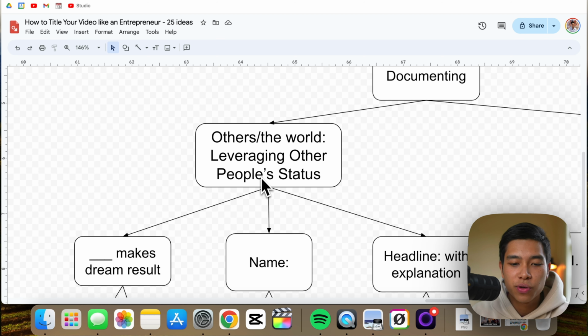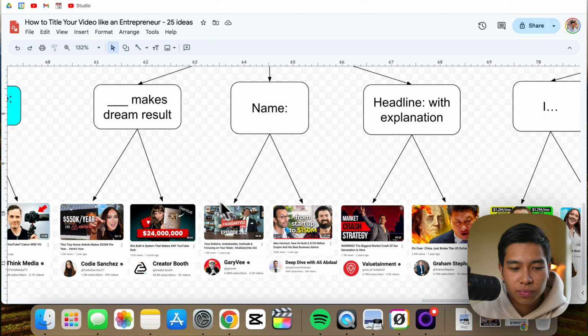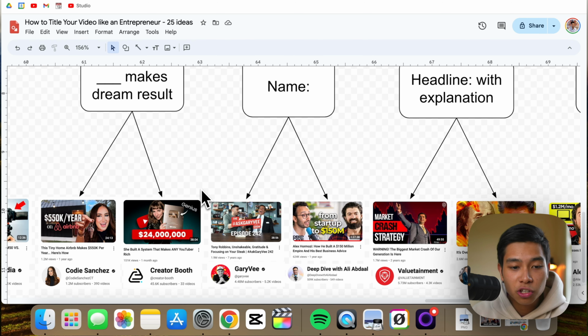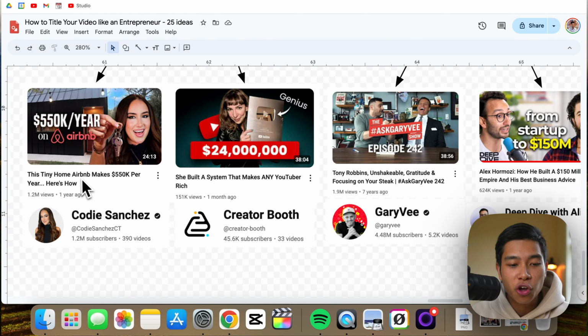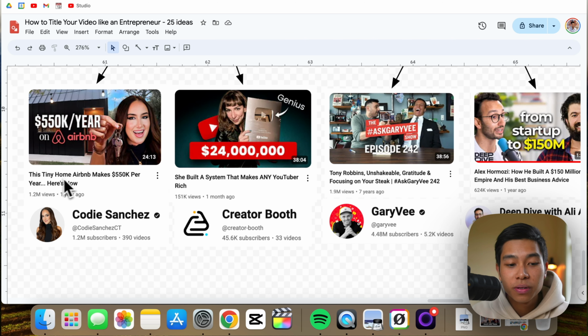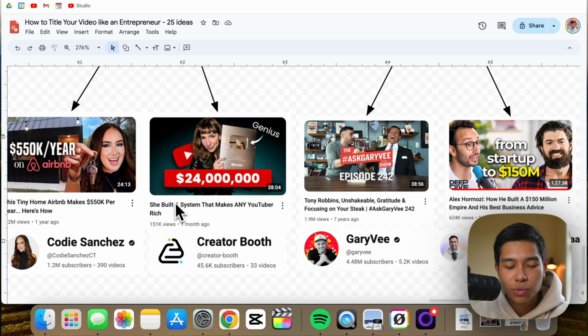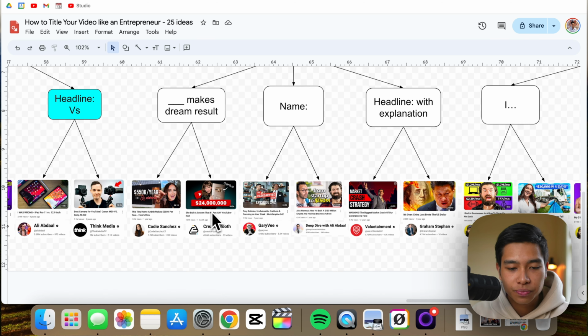So let's start off with documenting other people. So we can document how someone else attains the dream result. So we got Cody Sanchez here. How this tiny home Airbnb makes $550K per year. So how someone or something makes dream result, which is $550K per year. This one, she built a system that makes any YouTuber rich. Any YouTuber rich, that's the dream result.